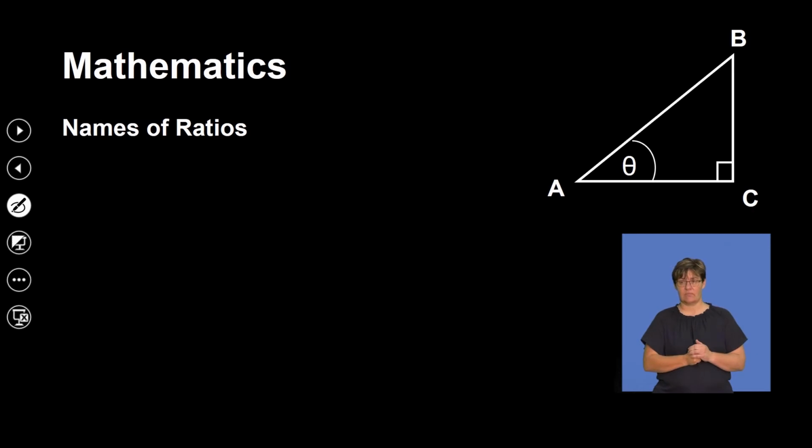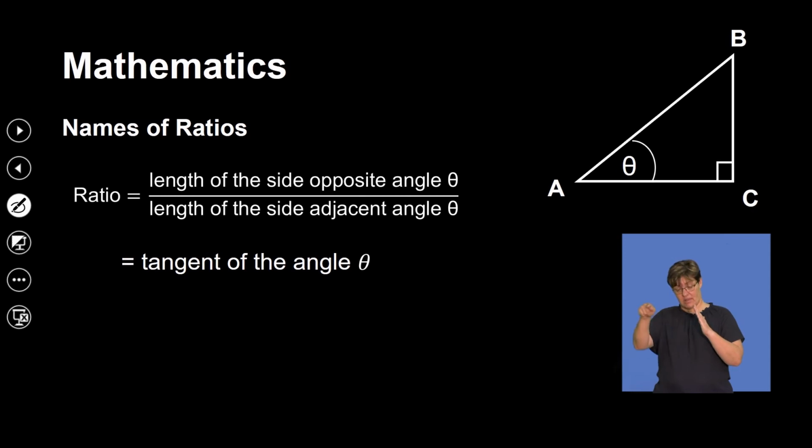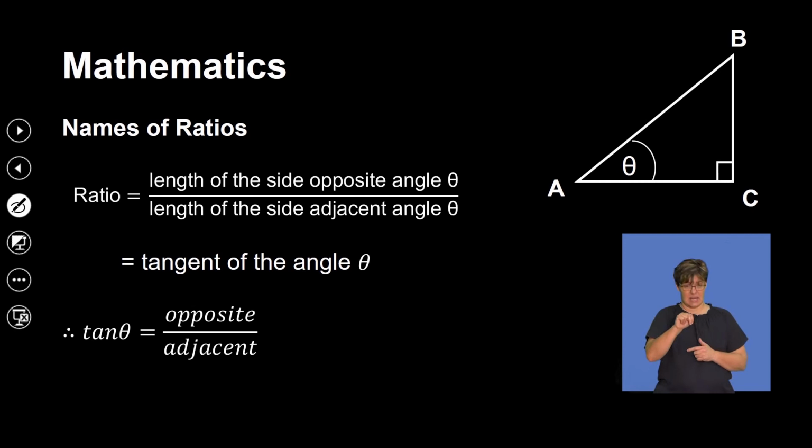Now, the last ratio is the length of the side opposite angle theta over the length of the side adjacent to angle theta, right? So this will be the tangent of the angle theta. Therefore, this is opposite over adjacent. Tangent is just the full word, but we call it tan. And this is OPP, remember, over ADJ, to mean adjacent.